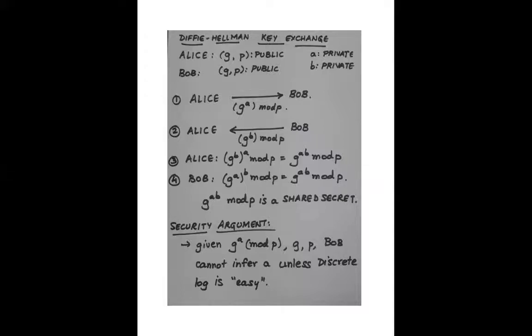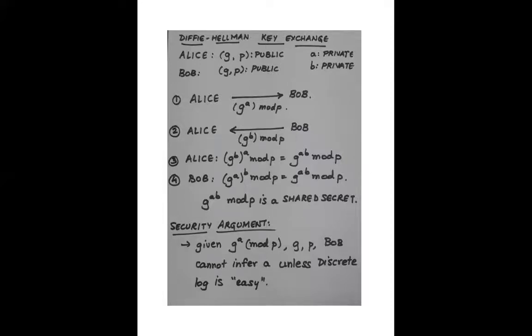Anyway, what Alice sends to Bob is G power A reduced mod P. In other words, Alice will take G, raise it to the power of A, divide that number by P, and send the remainder to Bob. That's what I'm showing over here, right? So G power A mod P. And Bob sends to Alice G power B mod P. G power A mod P can be computed by Alice, and G power B mod P can be computed by Bob and sent to Alice.